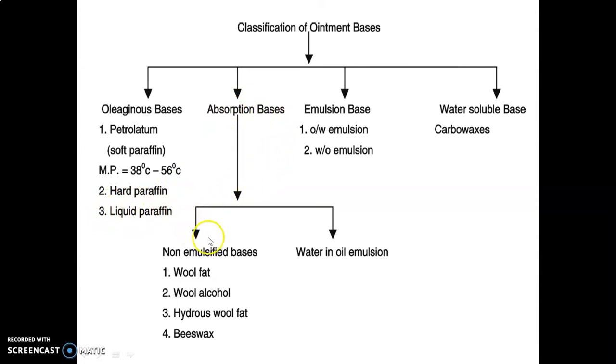Absorption bases are again classified into two types: non-emulsified bases, and the second, water in oil emulsion, that is W/O emulsion, in which water is the internal phase while oil acts as the external phase. Non-emulsified bases are of four types, for example wool fat, wool alcohol, hydrous wool fat, beeswax. Then emulsion bases are of two types: O/W, oil in water emulsion, in which oil acts as the internal phase while water acts as the external phase; and the second, W/O emulsion, in which water acts as the internal phase while oil acts as the external phase. Water soluble bases: carbowaxes.